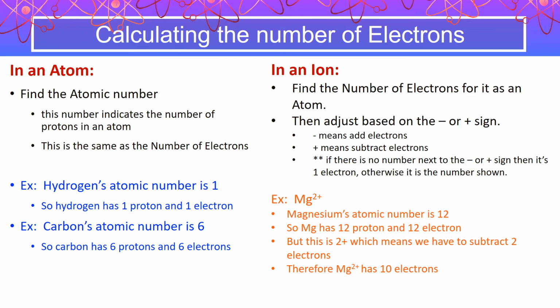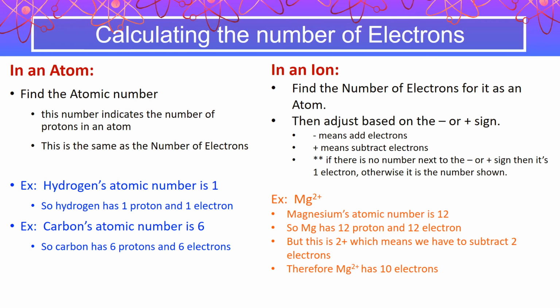If there's only a charge of +1 or -1, then we just don't write the 1 in, we just write plus or minus. Now if you see a negative sign, you actually need to add electrons. If there's just a negative sign, you add 1 electron. If there's a 2 and then a negative, you add 2 electrons. On the other hand, if you see a plus, that means you need to subtract electrons. If you have just the plus by itself, you take away 1 electron. If you have a 2+, you take away 2 electrons. If you have a 3+, you take away 3 electrons.